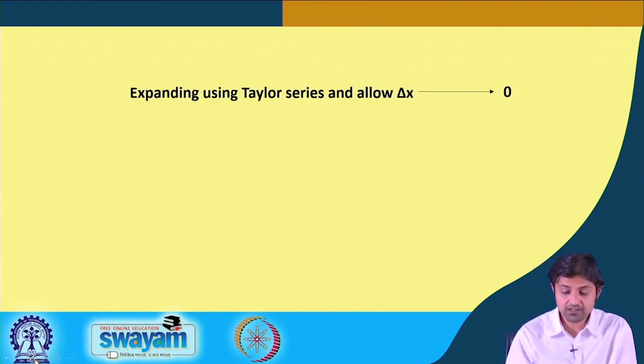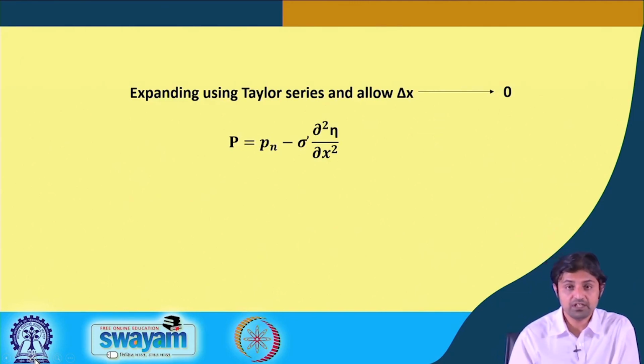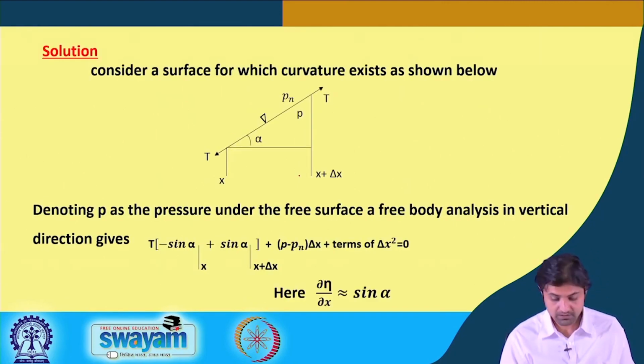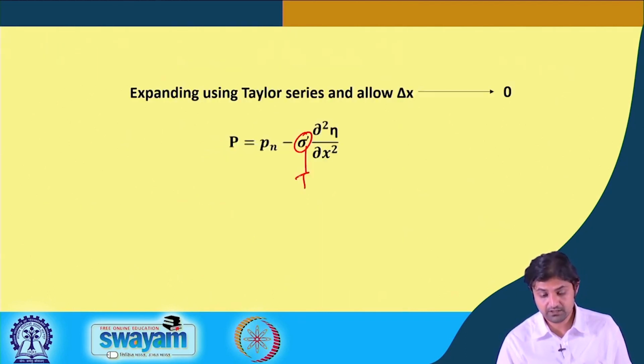So, if we expand it using the Taylor series and allow delta x going to 0, we will get P is equal to P n minus sigma dash, which is nothing but T del square eta by del x square. All right. If you put del eta by del x as sine alpha, this is what we are going to get.